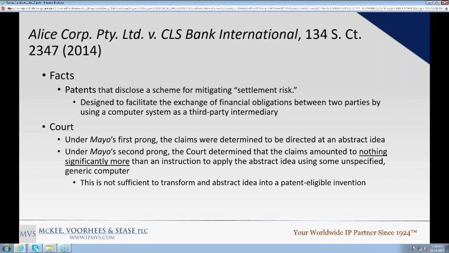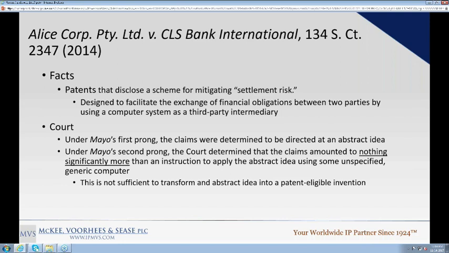Everybody may remember the Alice case dealt with a patent on settlement risk and mitigating settlement risk. It was kind of a business method patent. The court examined it under Mayo's first prong, asking, is it directed to one of the excluded subject matters? Is it a law of nature? Is it an abstract idea? Is it a mathematical formula? And the conclusion was, yes, it is kind of an abstract idea. It's not something completely tangible.